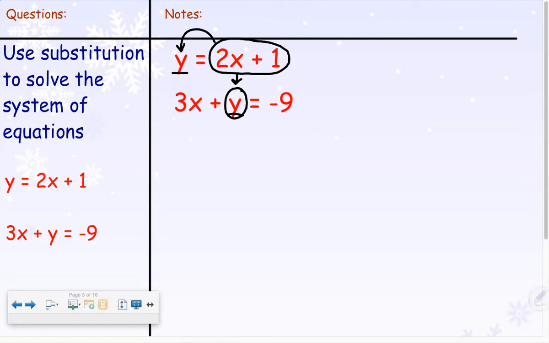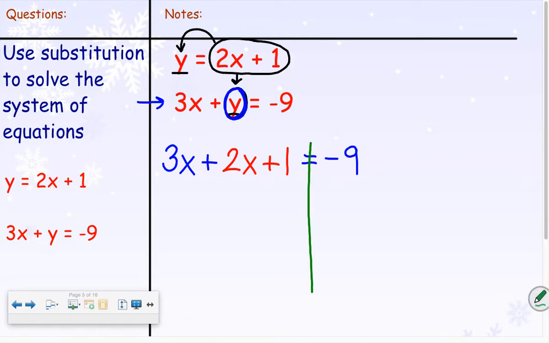So we're going to write this bottom equation, this one right here, and when I get to y, I'm going to stop, and I'm going to write 2x plus 1 instead. So 3x plus, and then instead of y, I'm replacing that with 2x plus 1 equals negative 9. So instead of this y right here, I wrote 2x plus 1. Now I'm going to solve this equation.